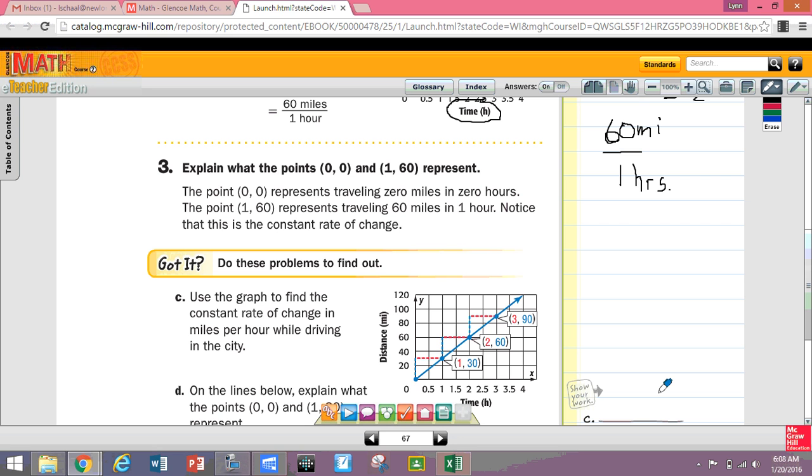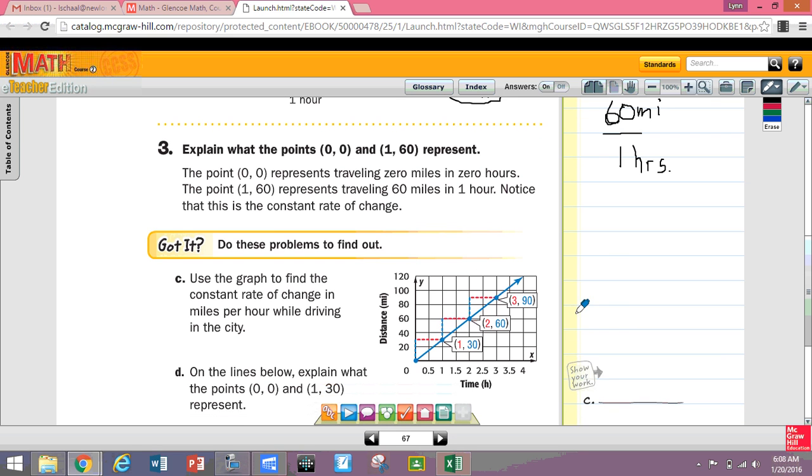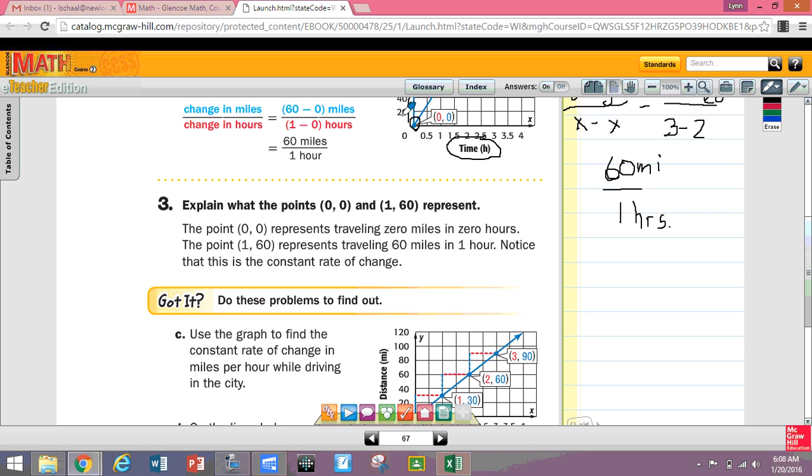Okay. So we're going to jump down. Well, no, we can do number 3, I think. Let's look at number 3. Number 3 says, because this now isn't visual, it just gives you 2 points. It says, if I have a point (0,0) and a point (1,60), what does that represent?